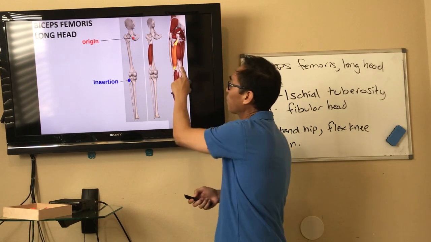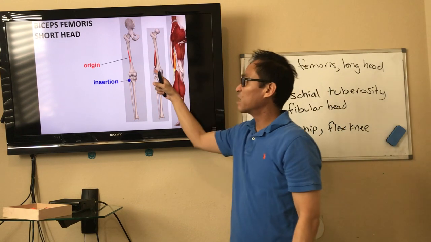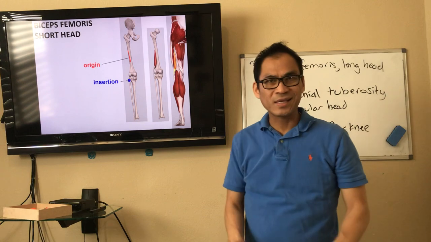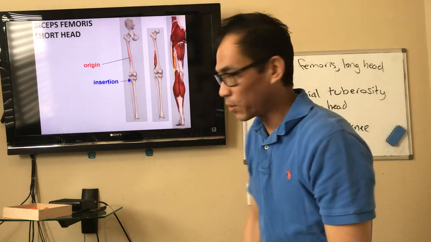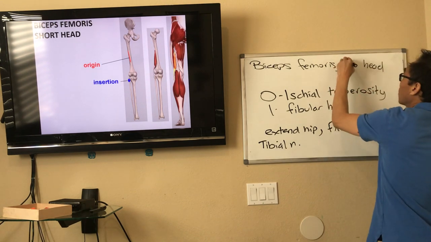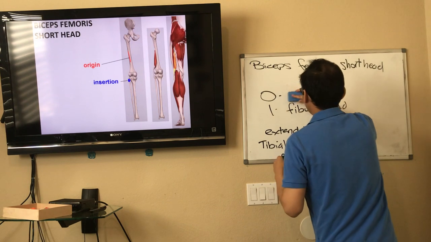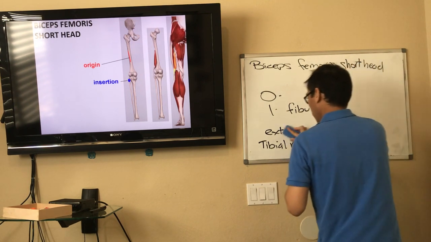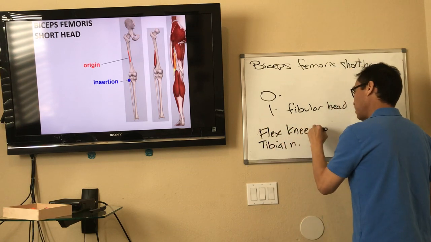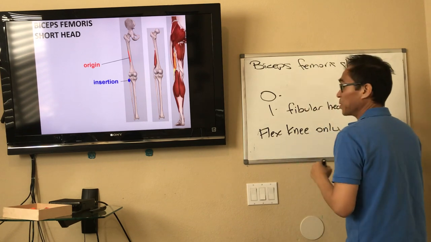If you remove the long head, you can see the short head right there. Here it is isolated. There's the attachments, so let's look at this. The biceps femoris short head is the exception muscle of the hamstrings. It can only flex the knee. We can derive that by looking at the attachments there.